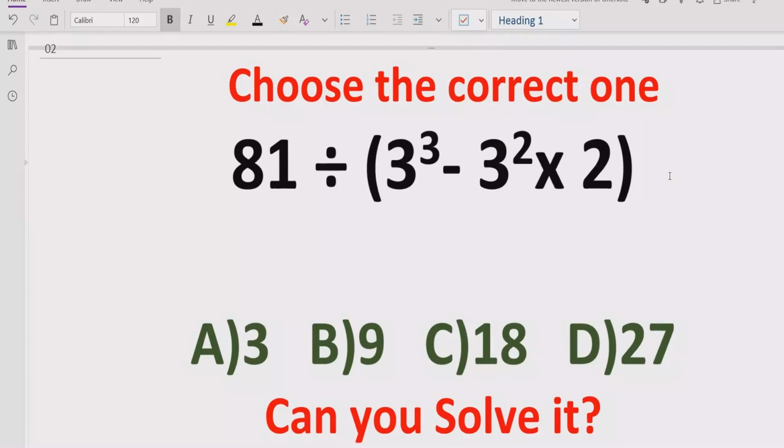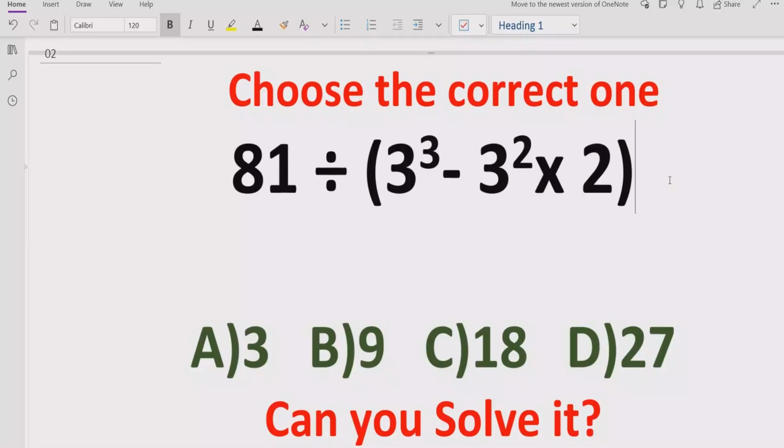Today we will solve another quiz which is related to arithmetic expression. The quiz contains the basic operations: plus, minus, multiplication and division. So we have to solve this quiz using PEMDAS and BODMAS method and find out the correct answer. In the answer list we have four answers. A is 3, B is 9, C is 18 and D is 27. So let's see after solving it which answer is correct.